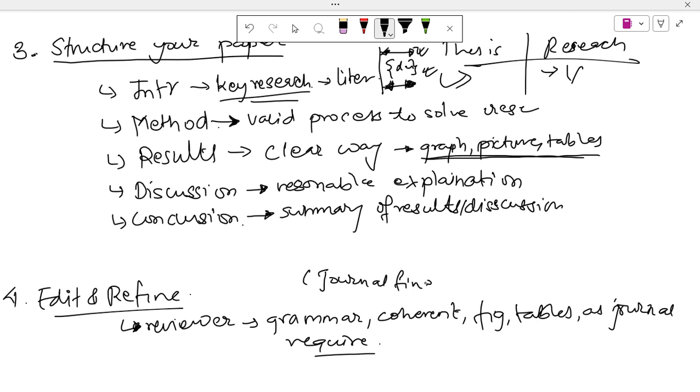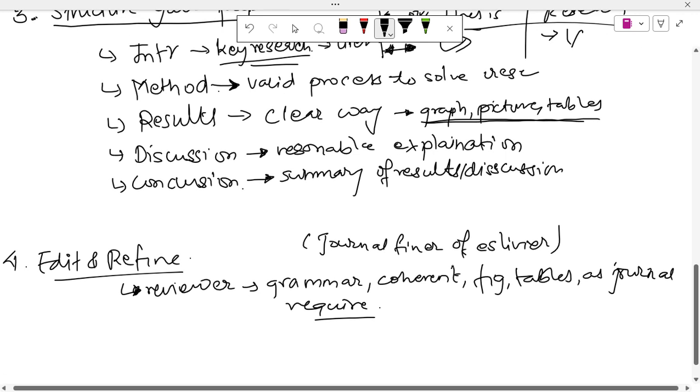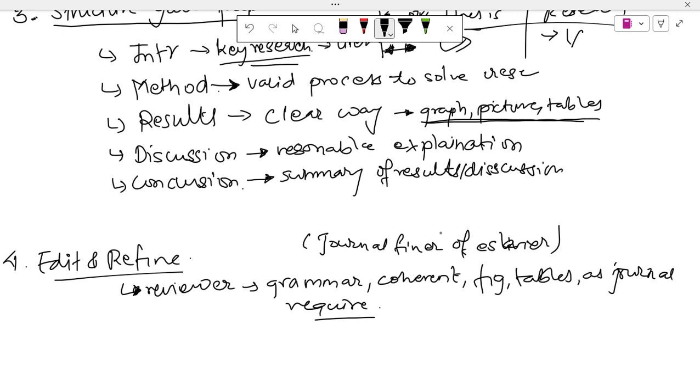from a journal finder, like Elsevier's. Sorry. Any journal finder that you can use, there are a lot of journal finders. So after you have found that, you need to correct or edit your research paper as per the journal requirement.